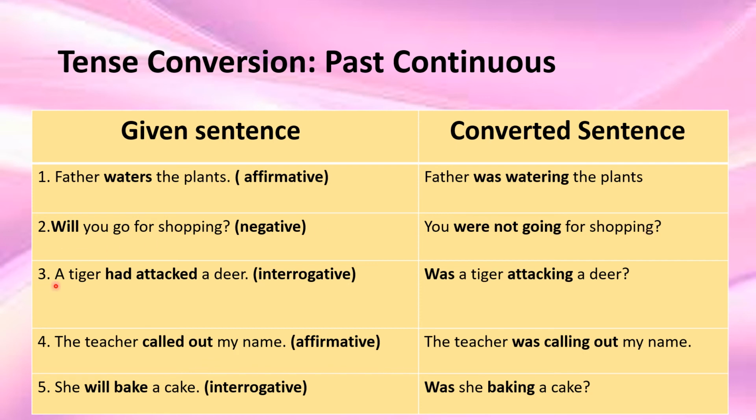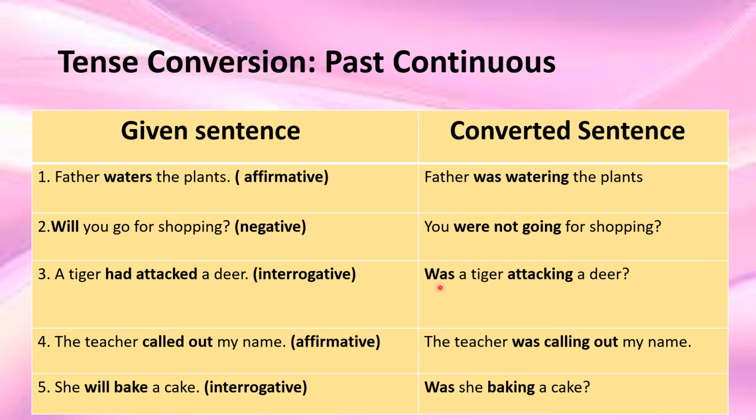Look at third sentence. A tiger had attacked a deer. Had attacked helps you understand that this sentence is written in past perfect tense, and we have to convert it into the interrogative form of past continuous tense. Was a tiger attacking a deer is your converted sentence.